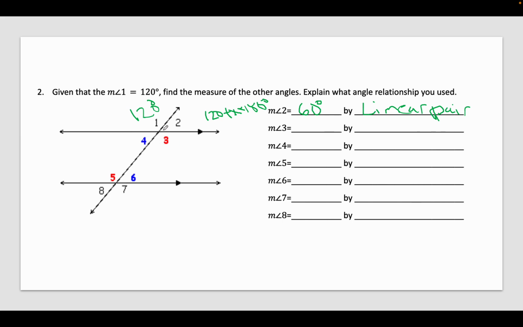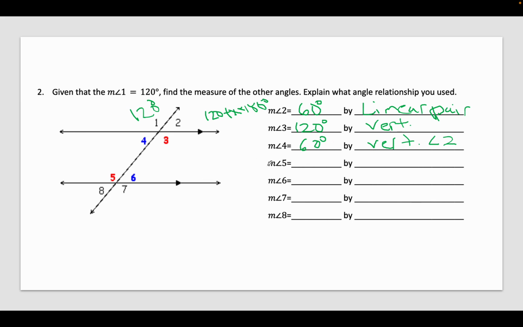Angle 3, so this guy right here, I can use two different things. So 1 and 3 are vertical, so I know those are congruent, or I could do the same thing, knowing that 2 is 60 degrees, 2 plus 120 is 180 degrees. But I like vertical angles better just because those are easier to see. Angle 4 is congruent to angle 2 because they're vertical angles, so 60 degrees. Vertical, and we're going to say by angle 2.